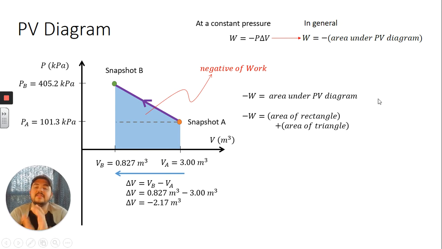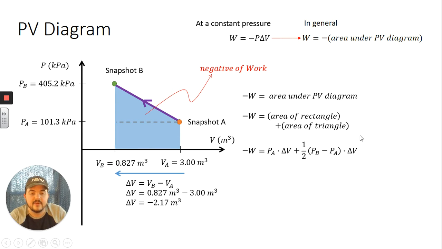So, I see that this shape is a trapezoid that can be broken up into a rectangle with height PA, the pressure at state A, and then a triangle, and that triangle has height PB minus PA. That's the height of this triangle. And the sum of the area of this triangle plus the area of this rectangle will give me the area of the total shape. So write that same idea now as an equation. Pressure at A times delta V is the rectangle area, and then it's a triangle, so half base times height gives you the area for the triangle, with the height being the difference in pressures.